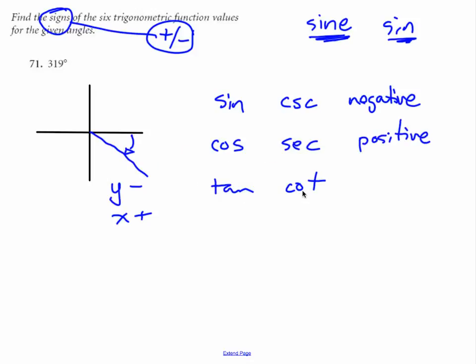Now the last one, tangent and cotangent, is a combination of those two, because tan of any angle is y over x. If y is negative and x is positive, if you divide those two, a negative divided by a positive is still going to be a negative. So the value of tangent and cotangent in that quadrant are all going to be negative. If you wanted to try that on your calculator, you could do that. Pick that angle 319, hit sine of 319. It's going to be negative something. Cos of 319 is going to be positive something. And tan of 319 is going to be negative something. Okay? Hopefully that helps you out with those questions.